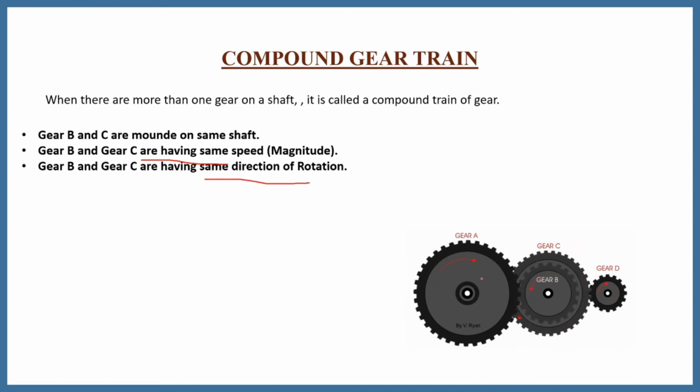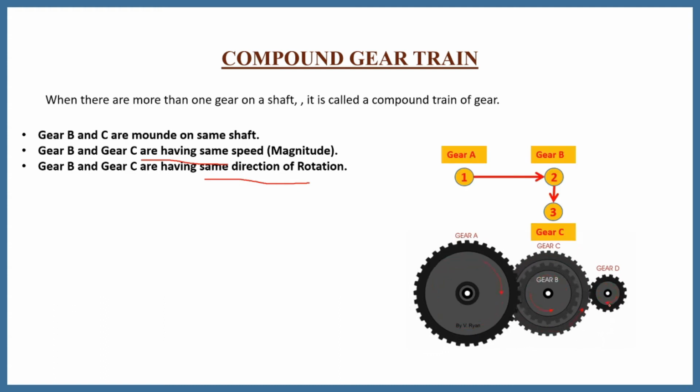That means when gear A rotates in the clockwise direction, it makes its external mating part, gear B, rotate in the anti-clockwise direction. Gear B and gear C will rotate with the same speed, in the anti-clockwise direction. Now gear C and gear D have external meshing, so both will rotate in opposite directions. That's why gear D is rotating in the clockwise direction. Okay, A to B, B to C, and C to D.